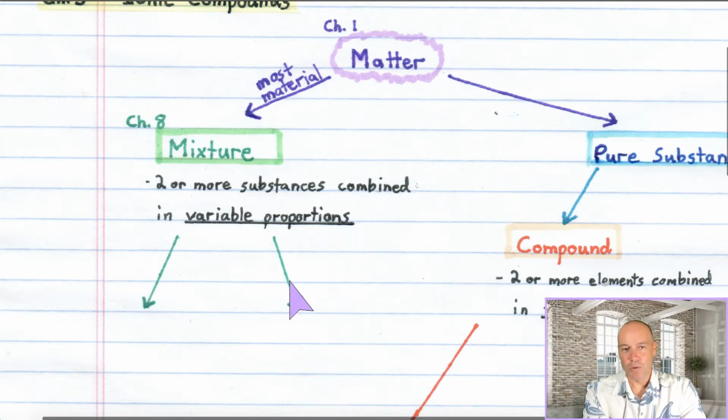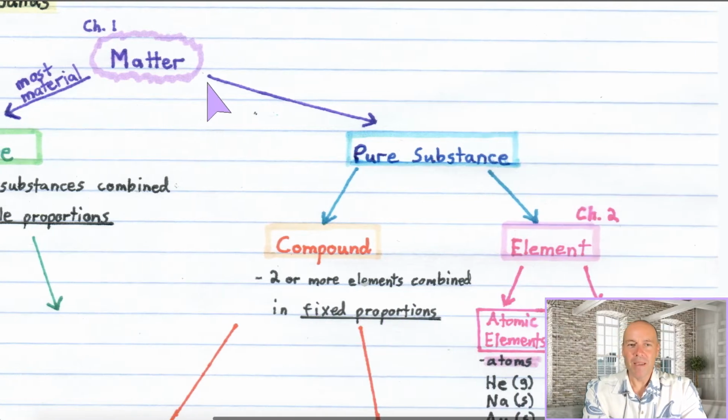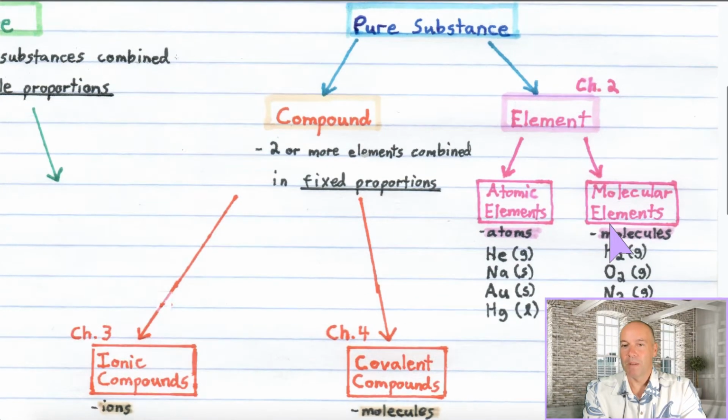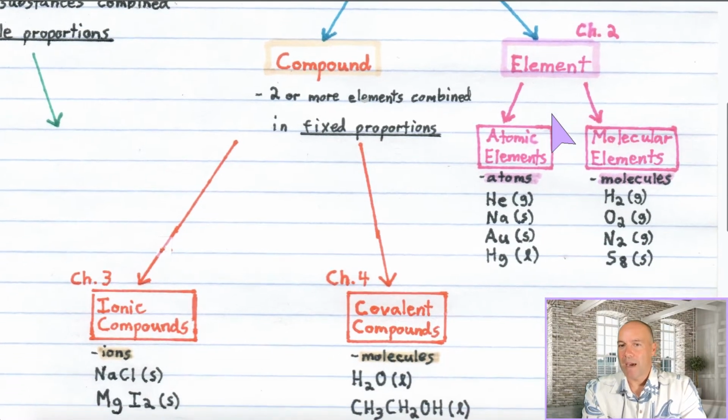So there are two categories of mixtures, and we'll elaborate more on them in Chapter 8. Now, pure substances are rather rare, but you can find them, especially if you purify matter. You can get to a pure substance. And there are two categories, the elemental substances and the compound substances. We discussed elements in Chapter 2, and there are various ways to categorize the elements, but one of the ways we mentioned is by the particles from which they're composed.